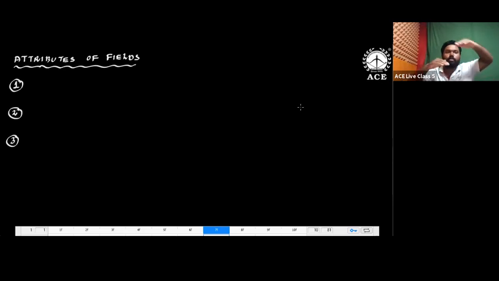Suppose the water is falling from this much height, it will fall with certain force. If it is falling from a greater height, it will fall with a much stronger force. The electric field coming from 1 microcoulomb of charge is something; if it is coming from 10 microcoulomb charge, it is very strong. So the field will have a magnitude. Number two, field will have some nature.